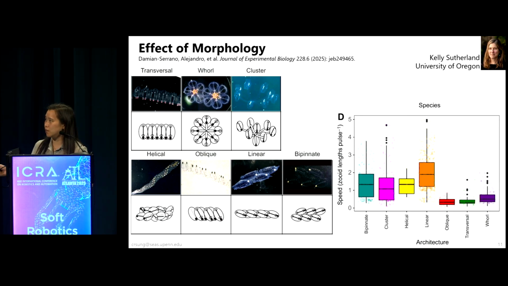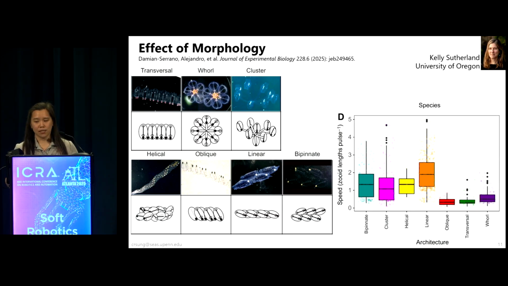These were pictures taken by Kelly Sutherland, one of our collaborators at the University of Oregon, who is a salp biologist. And she's seen that for these different types of physical arrangements, some of them are better at getting higher speeds, some of them are better at being more agile, some of them are potentially better at feeding. And so there are different reasons why these biological systems might choose these different morphologies.